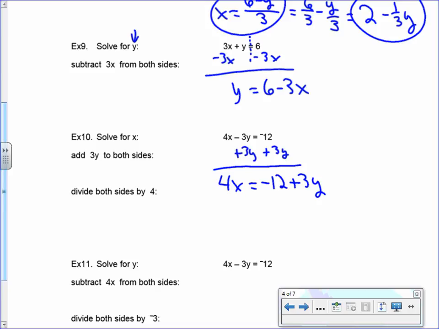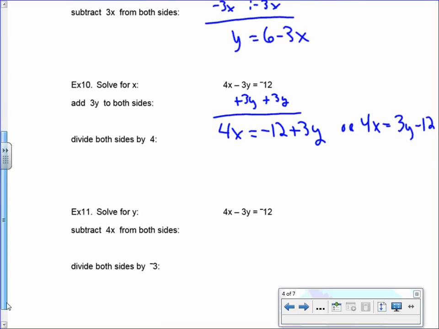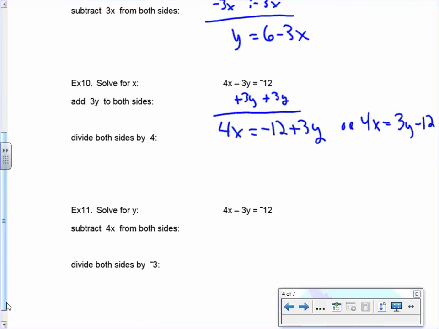I should also point out that some people really hate having the variable at the back of this. So if you like this better, you could turn that around and say 3y minus 12. Can y'all see that that's the same thing? If that makes you happy, that's not going to be a big deal. Okay? Either way. And then we need to get rid of that 4. So we added something and now we're going to divide by 4.